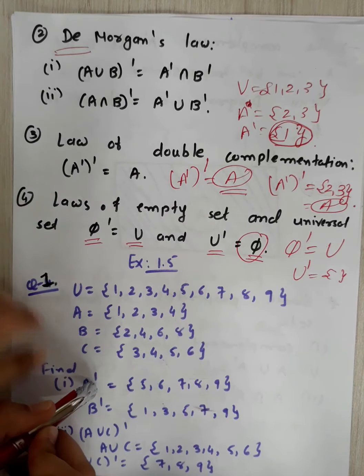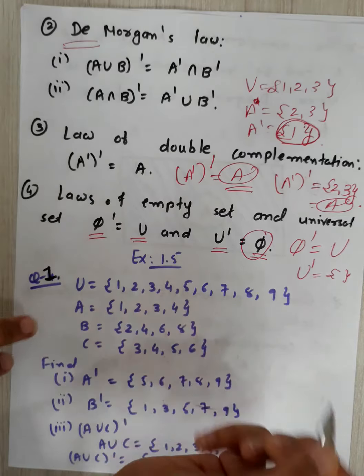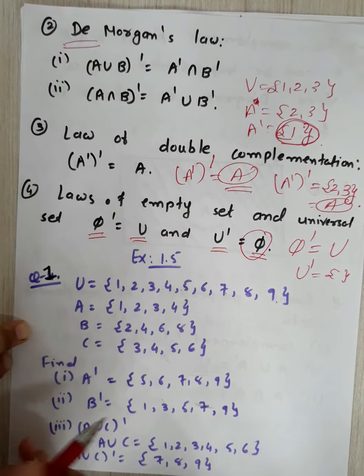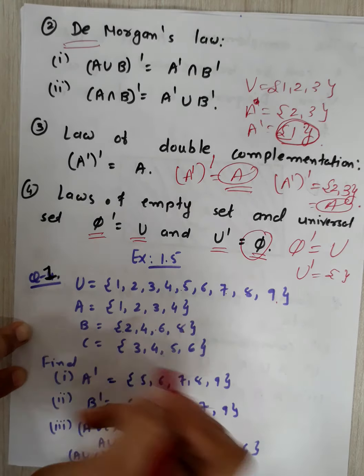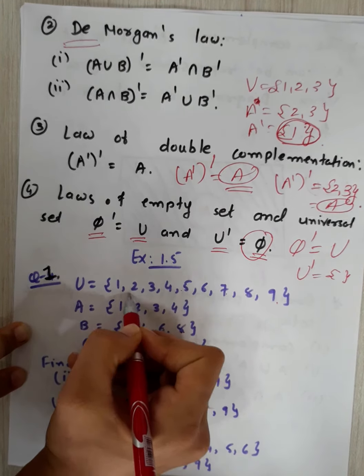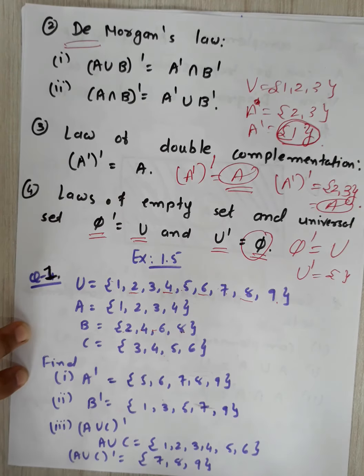First of all, A dash. So A is 1, 2, 3, 4. So A dash is 5, 6, 7, 8, 9. Similarly B is equal to 2, 4, 6, 8, right? So B dash is equal to, apart from 2, 4, 6, 8, all the others, so 1, 3, 5, 7, 9 is the B dash.